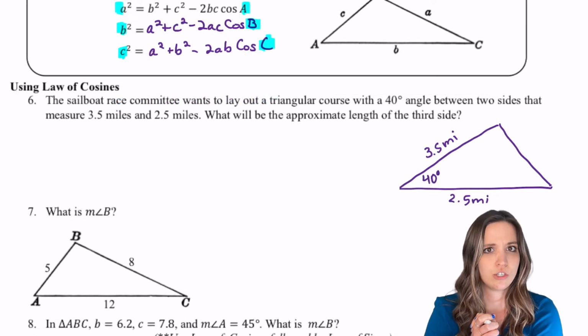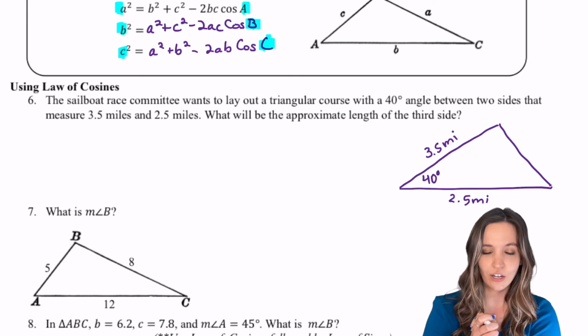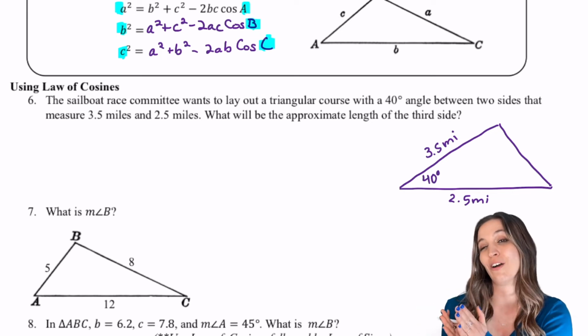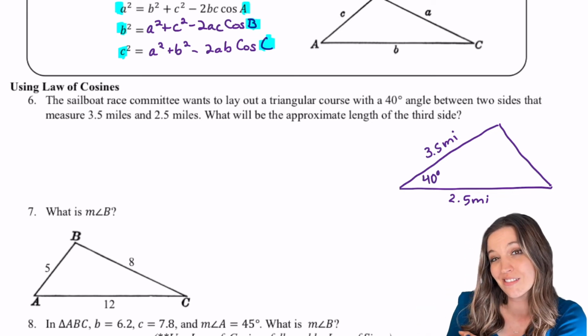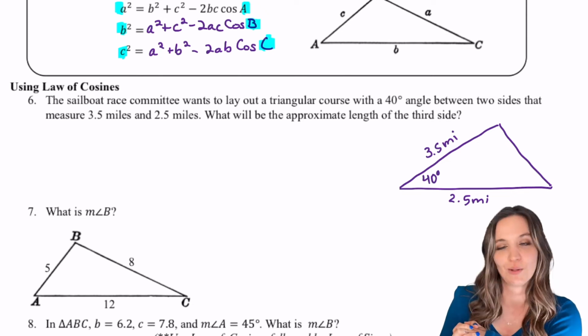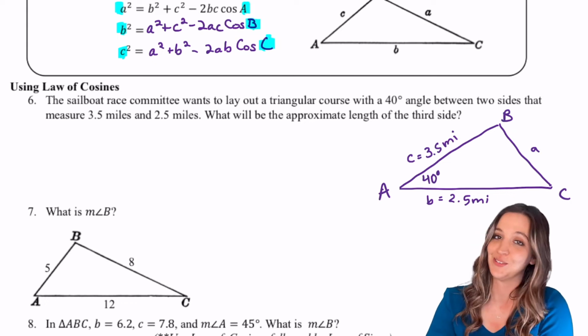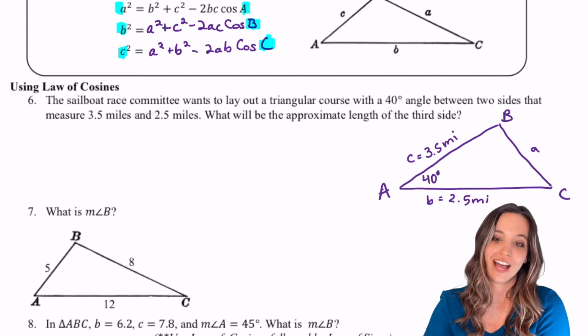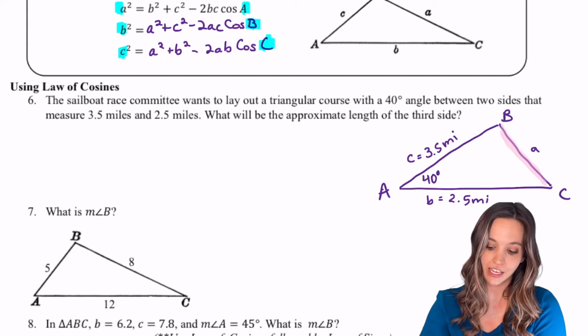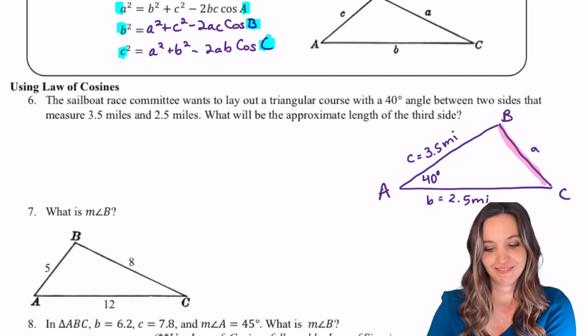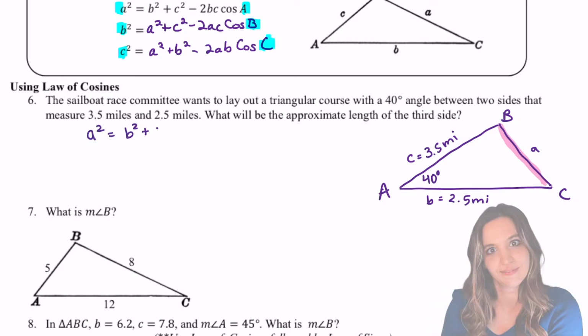First thing I did was draw a sketch. I know two sides and the included angle. So can I use law of sines? No. So law of cosines it is. Let's label the sides. I chose to name the 40-degree angle A. So it looks like I'm going to be looking for side A. Set up your law of cosine.